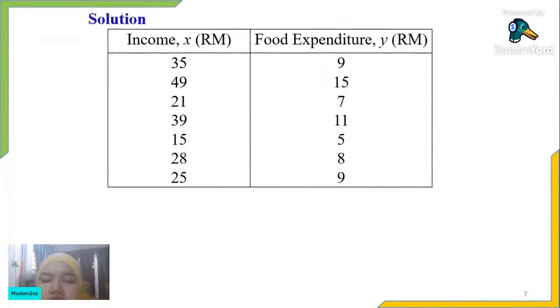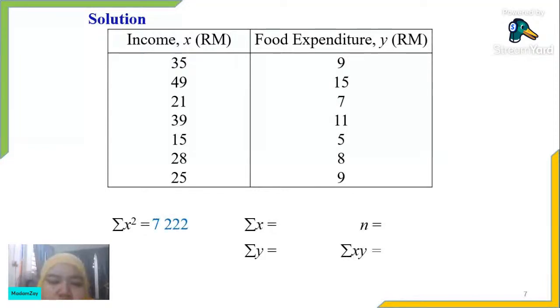So what we need to do, the same thing we used earlier, we need to find all the summations. Summation of x squared, using a calculator, we get 7222. For summation of x, we get 212. For summation of y, n is 7. Summation of y is 64. Summation of xy is equal to 2150.